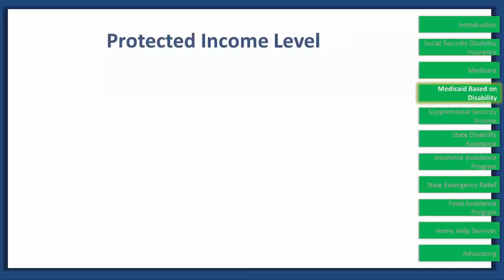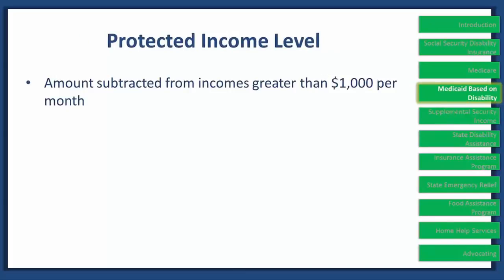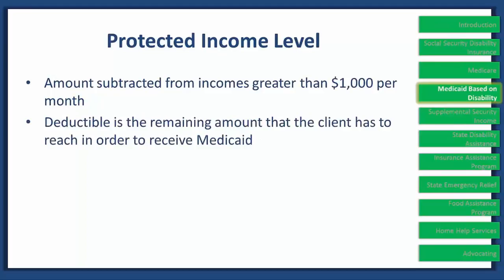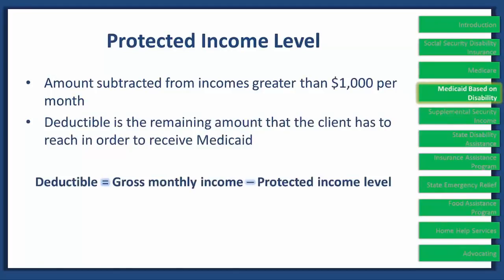Each county has an assigned protected income level based on the cost of living, which is subtracted from the client's income if it is greater than $1,000 per month. The remaining amount is the deductible that the client has to reach each month before Medicaid coverage kicks in.